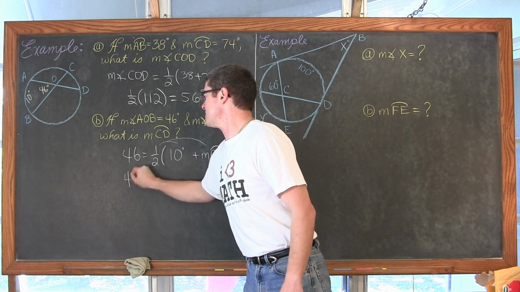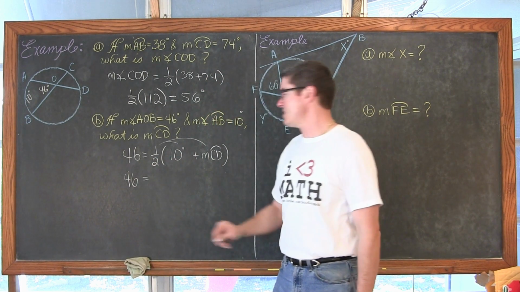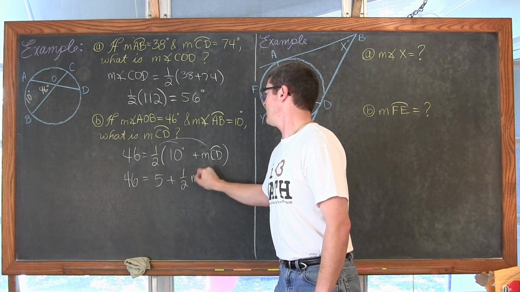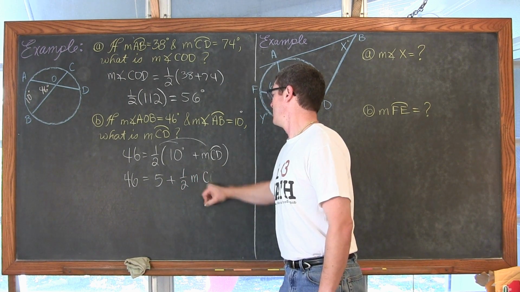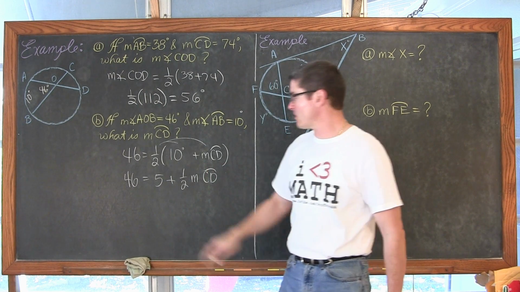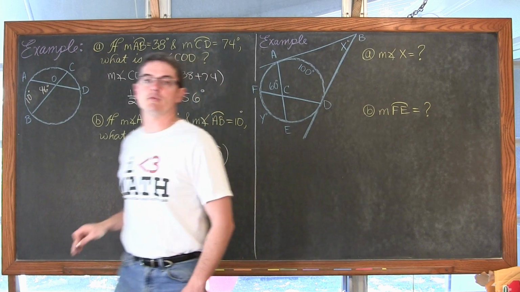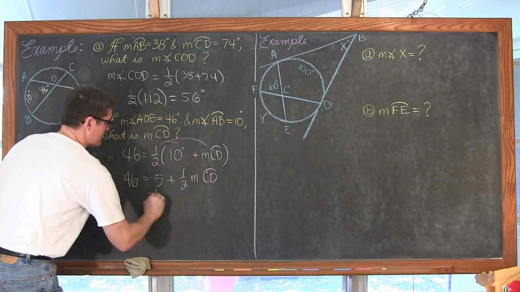So we have 46, 1/2 of 10 is equal to 5, and then we get plus 1/2 of the measure of arc CD. We're going to start solving this equation. That means we need to add or subtract away from the variable first. So we're going to subtract both sides by 5.